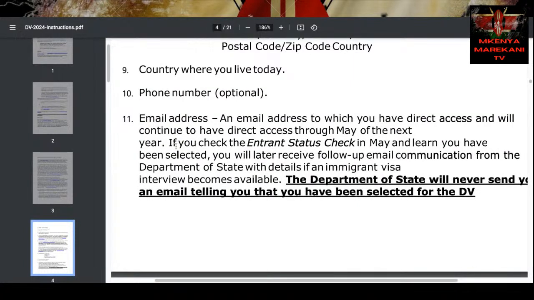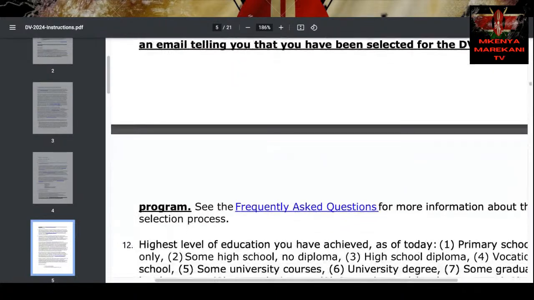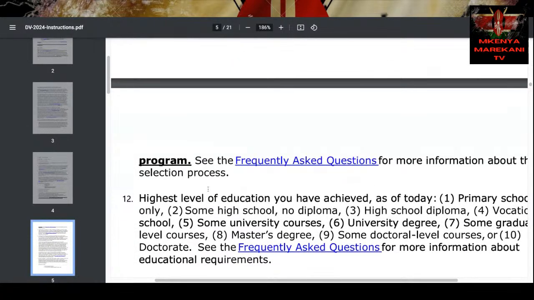If you check the entrant status check in May, you will later receive a follow-up email communication from the Department of State with details. That's the place where they will send you the confirmation number. So you need to make sure you have it and keep it safely.